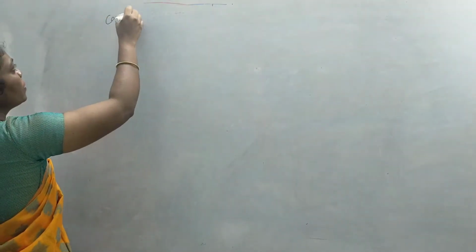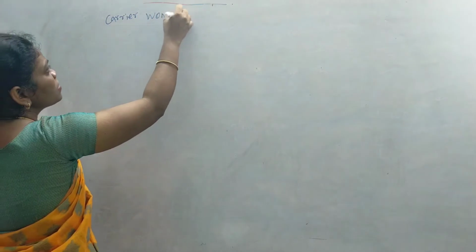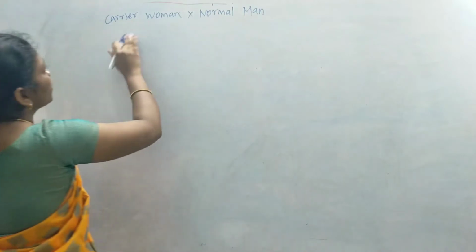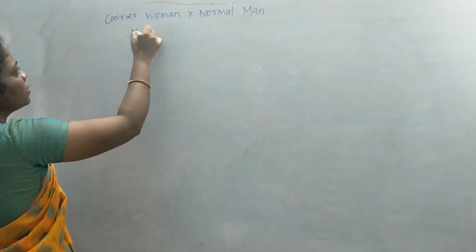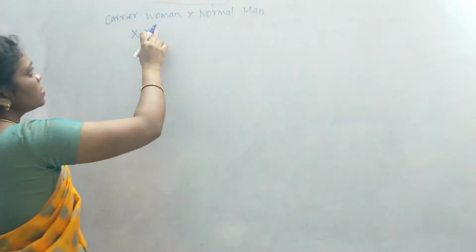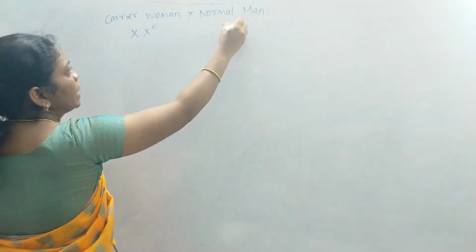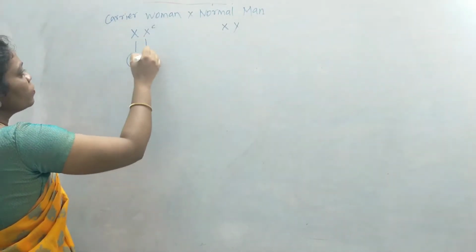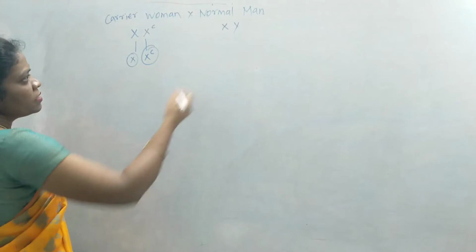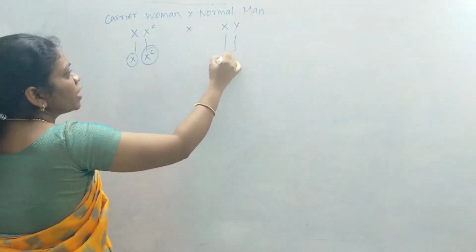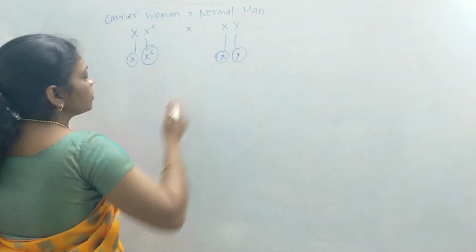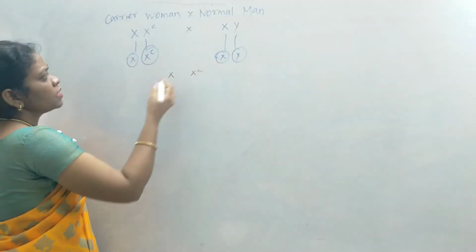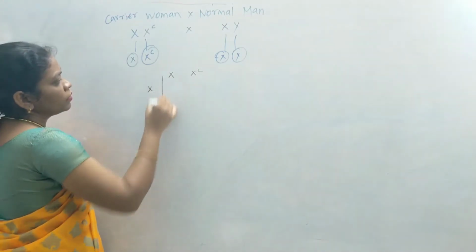When a carrier woman marries a normal man, we'll write the genotype here. Here it is X, and the other gene carries the disease-causing factor. The normal man will be with X and Y chromosomes, and she will produce two types of gametes: one with the normal X chromosome, the other carrying the disease-causing gene. And here it will be normal, where we have one X gamete and one Y gamete. So the resultant young ones are XX, XCX, XY and XCY.